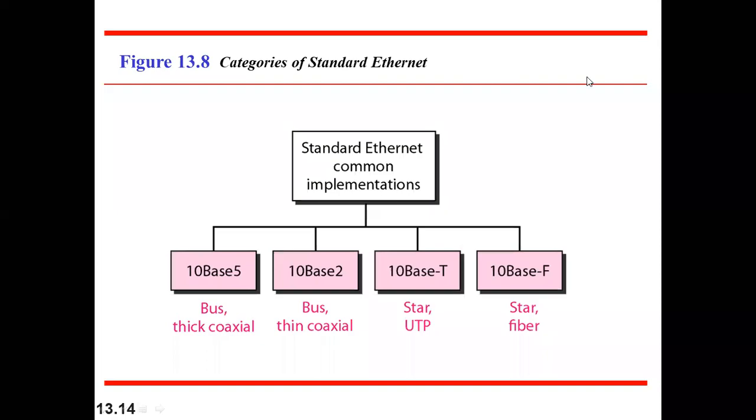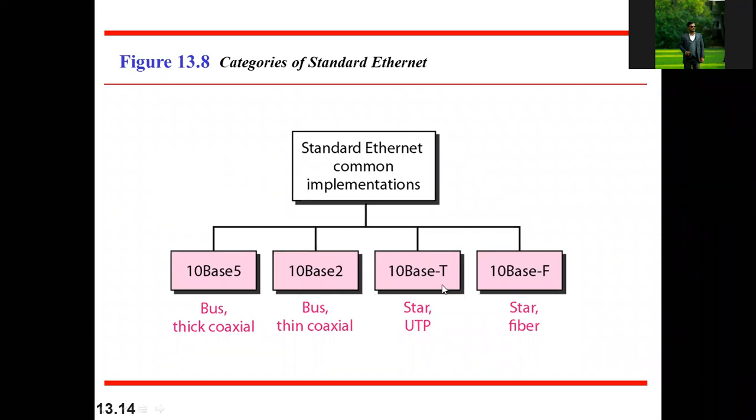Standard Ethernet. If you observe the slide on categories of standard Ethernet, there are four common implementations, named 10Base5, 10Base2, 10BaseT, and 10BaseF. In this nomenclature, we generally represent this type of standard Ethernet as 10BaseX, where the number 10 tells the data rate, 10 Mbps. It indicates the data transfer rate is 10 Mbps.